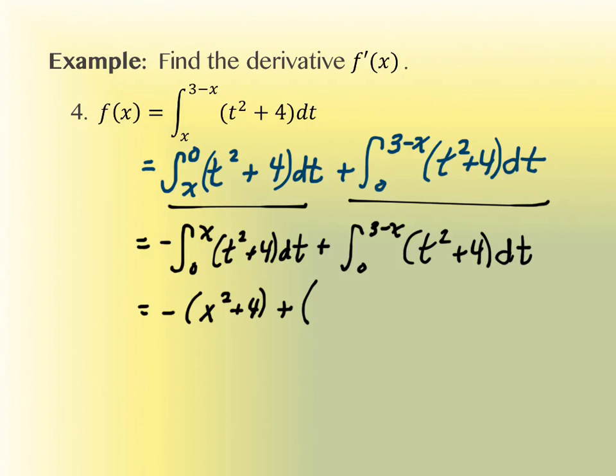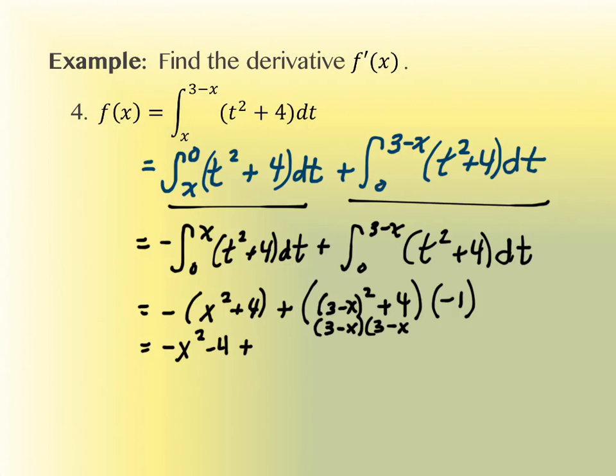On the second piece, I've got to evaluate this at 3 minus x. So I've got 3 minus x squared plus 4. And then I need to multiply by the derivative of the 3 minus x, which is negative 1. And then we're going to simplify and clean this up. So this is negative x squared minus 4 plus, and then I've got to do 3 minus x times 3 minus x, right? Don't tell me that's 9 minus x squared, because that would be incorrect. We are going to get a 9. What else?